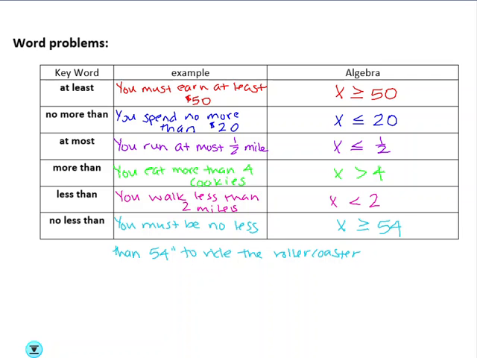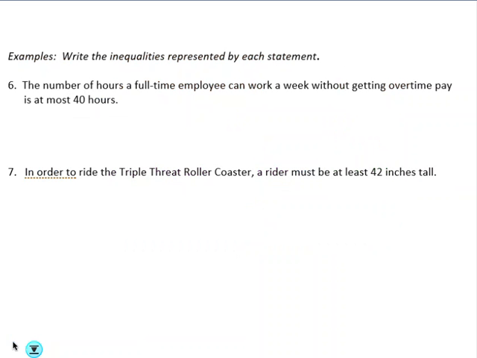So let's look at a couple of word problems. First, we are told that we want to write the inequalities represented by the statement. The number of hours a full-time employee can work a week without getting overtime pay is at most 40 hours. Well, we said on the previous slide that at most means less than or equal to. So the number of hours that you work is going to be less than or equal to 40.